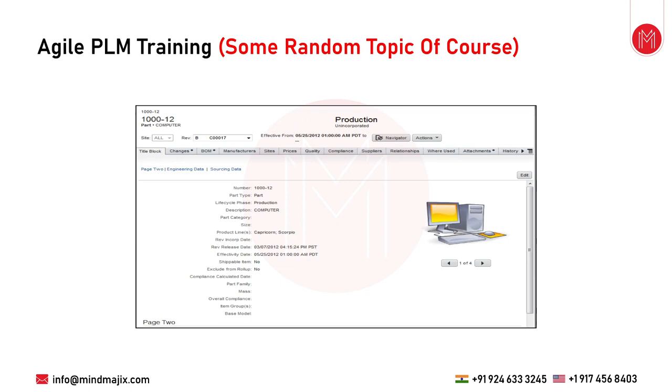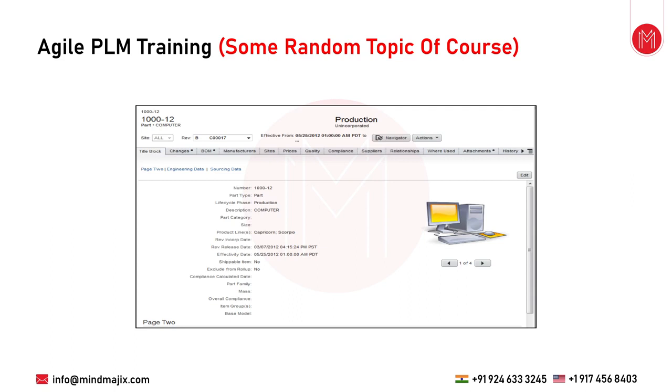This is a random interface of Agile PLM 9.3.6. There are certain fields in this, such as title block, changes, BOM, which means bill of materials, manufacturer, sites, and so on. So I would like to start this in my own way.